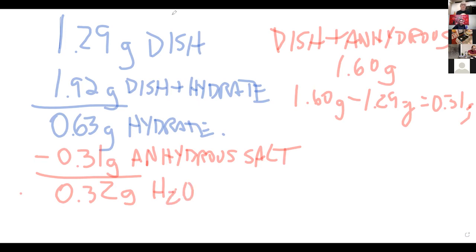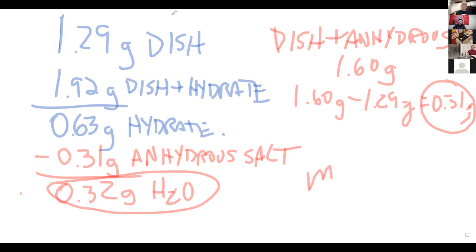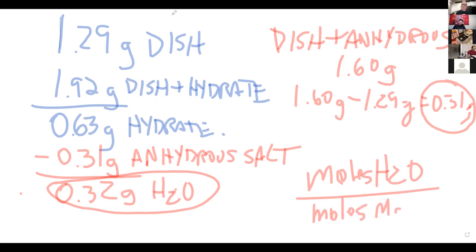So now that's pretty much all the data I need to collect. I have my mass of water, I have my mass of salt, pretty much almost the same. So now I have a mass to mass ratio, but that's not really what I want. What I want is a molar ratio. So all I have to do to get that is convert that into moles. So that's what I'm going to do next.